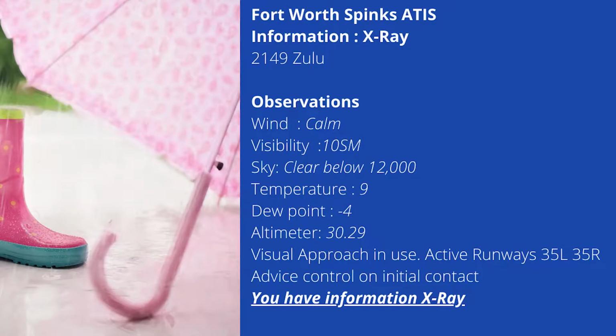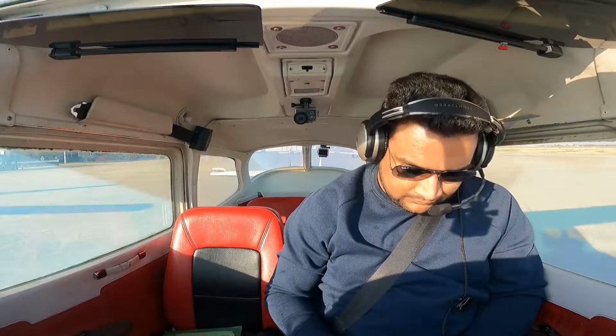Sphinx ATIS information X-ray, 2149 Zulu observation, wind calm, visibility 10, sky clear below 12,000. Temperature 90, dew point minus 4, altimeter 30.29. Visual approaches in use, active runway 35 left and right. Advise controller on initial contact you have information X-ray.